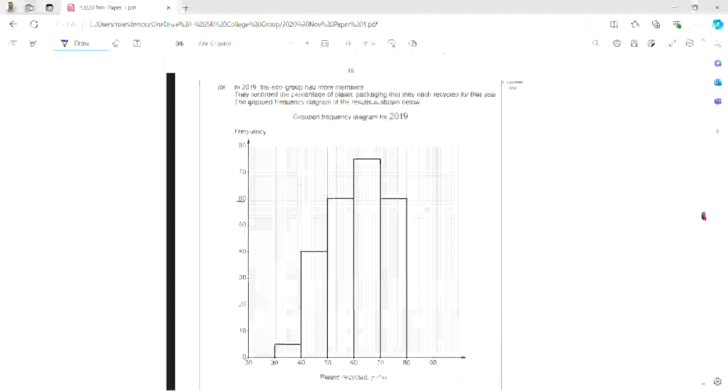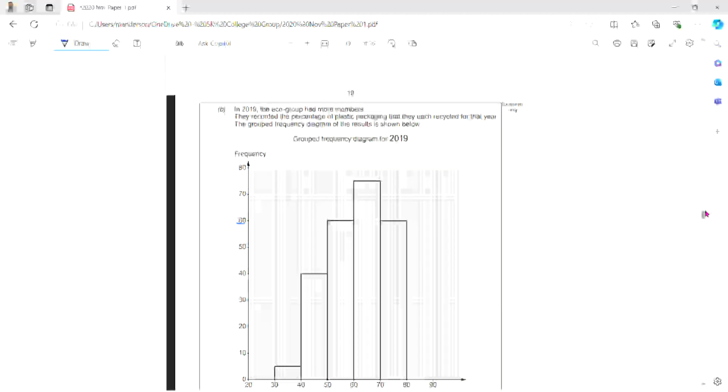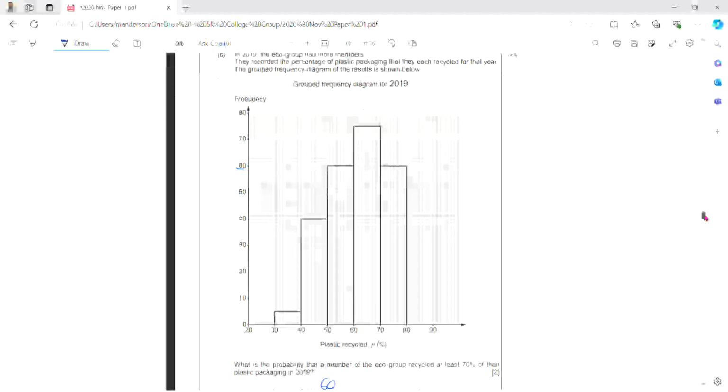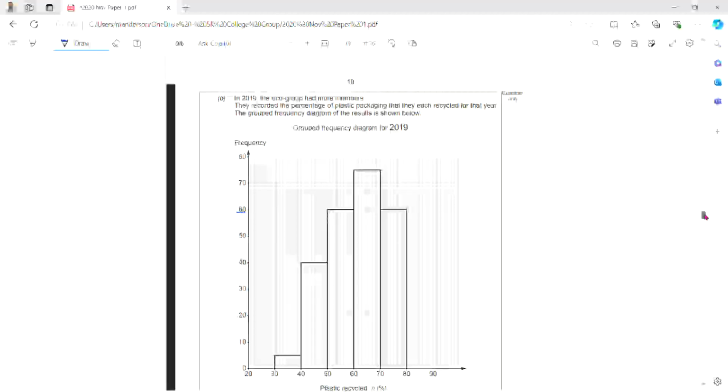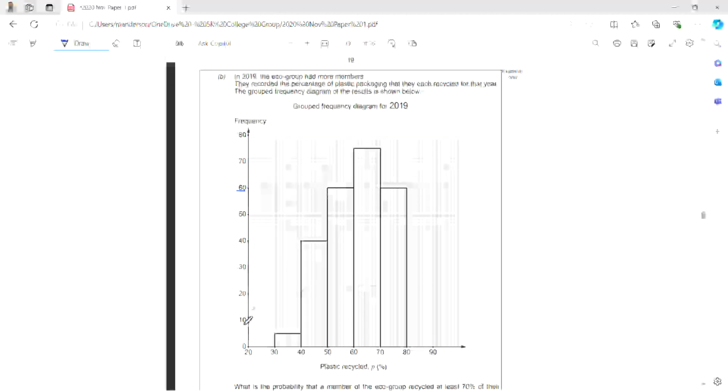60 people recycled at least 70%. Right, so we also need to know how many members there were. So between 30 and 40 there were 6 members. 40 and 50 there was 40. Between 50 and 60 we had 60. Between 60 and 70 we are on 75.